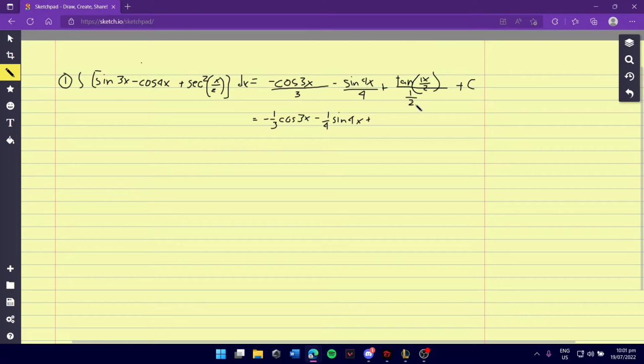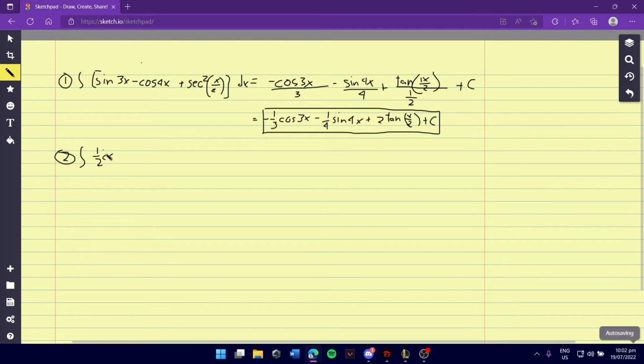And then since this is in the denominator, it will become 2 times the tangent of x over 2 plus c. So this is now your final answer for example number 1.